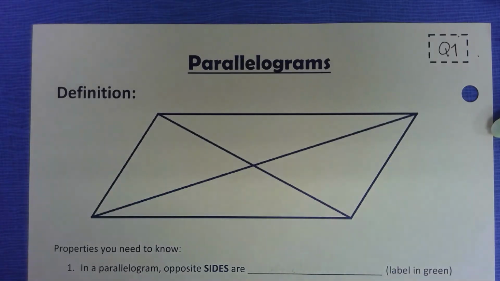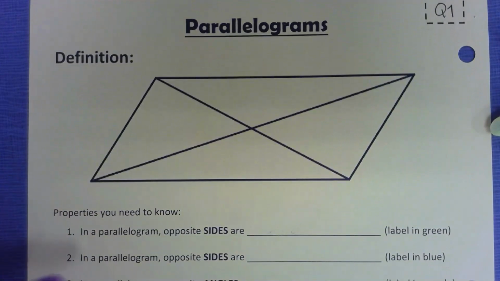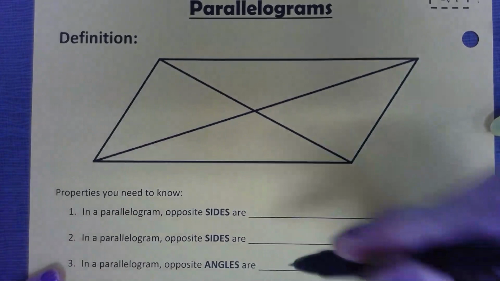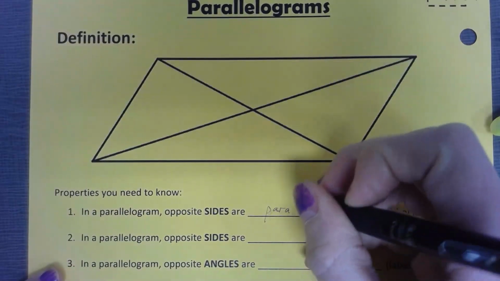Welcome back, Geometry, to our next unit, quadrilaterals. The first of our quadrilaterals that we're going to talk about are called parallelograms. These are called parallelograms because the opposite sides are parallel. We're going to write parallel.